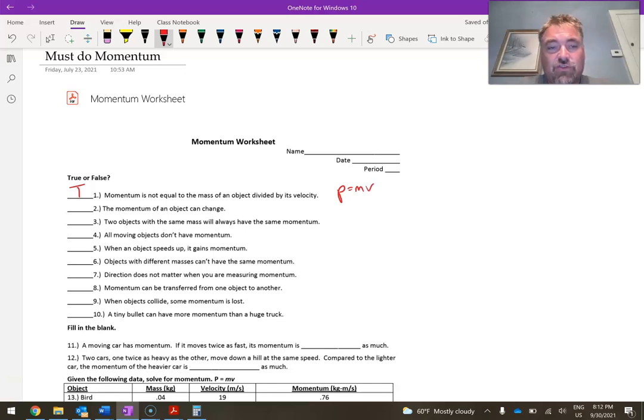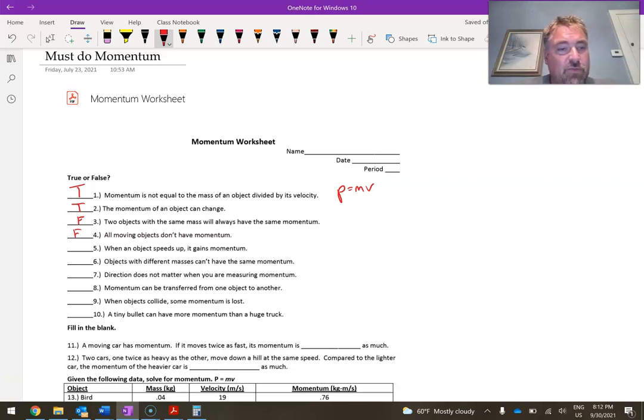Momentum of an object can change. That's true, because again, if the object changes its velocity, it'll change its momentum. Number 3, though, is false: two objects with the same mass will always have the same momentum. That's not true at all, because they could be traveling at different velocities. All moving objects don't have momentum. That's false, because if they're moving, they have momentum.